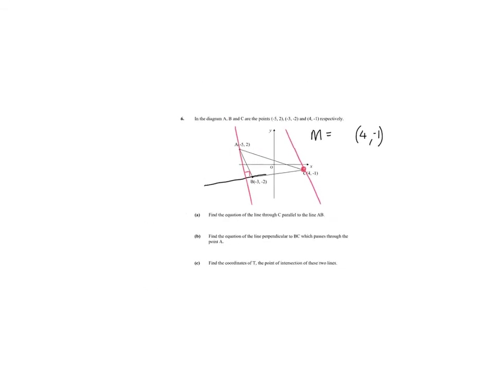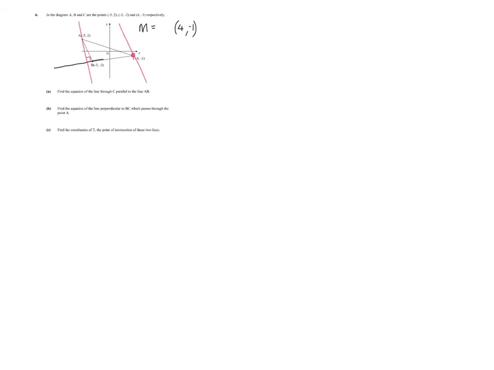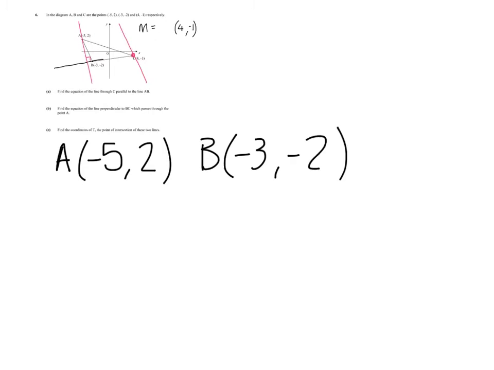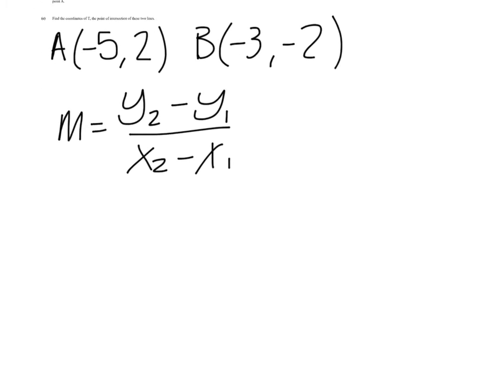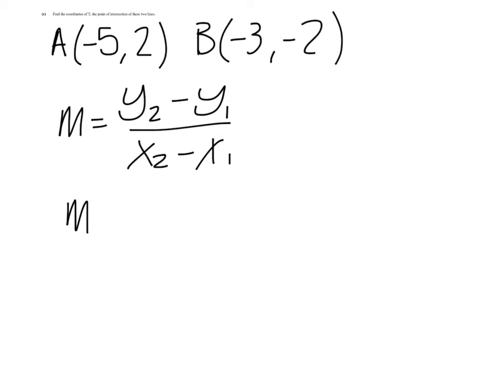So we'll give ourselves a little bit of space to work. So first of all, what we know is we know point A is the point negative 5, 2, and B is the point negative 3, negative 2. To work out the gradient of that line, we use our gradient formula. M equals y2 minus y1 over x2 minus x1. Substituting in the values, we have M equals, and we'll make this x1 and y1, x2 and y2.